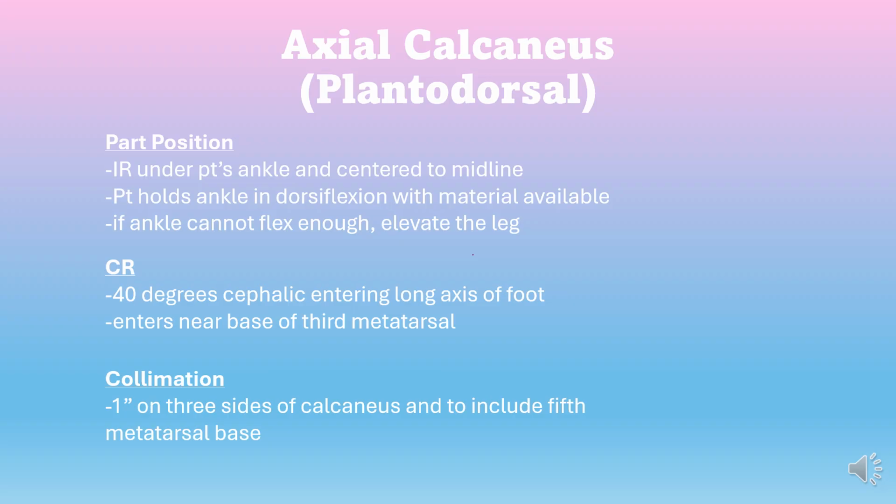Moving on to the axial calcaneus, the planto-dorsal projection. For the part position, the IR is going to be under the patient's ankle, and the patient is going to hold the ankle in dorsiflexion. The central ray is 40 degrees cephalic, entering the long axis of the foot. It's going to enter around the base of the third metatarsal. The collimation is 1 inch on 3 sides of the calcaneus to include the 5th metatarsal base.